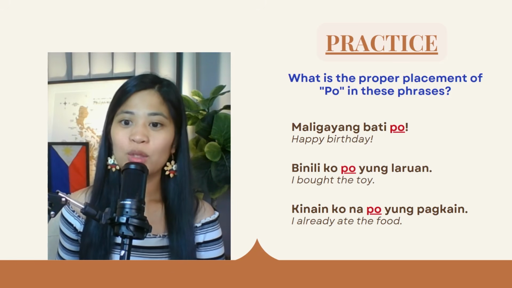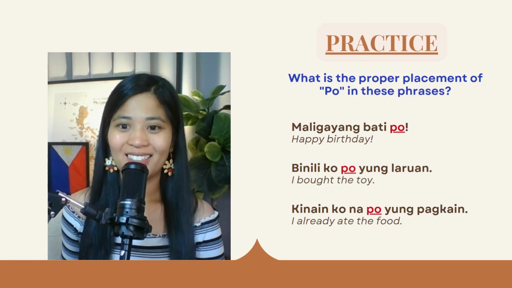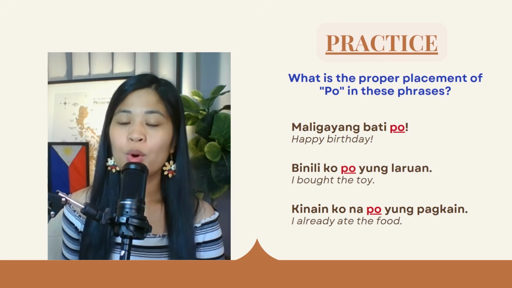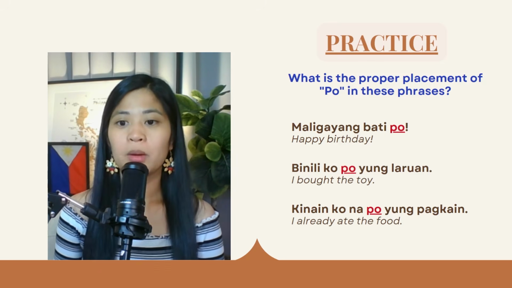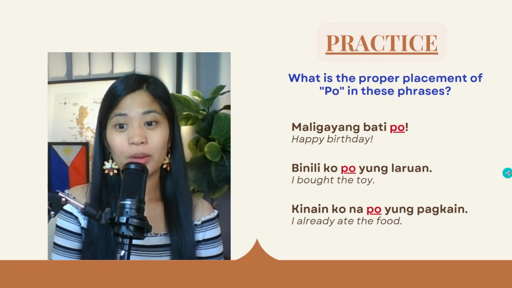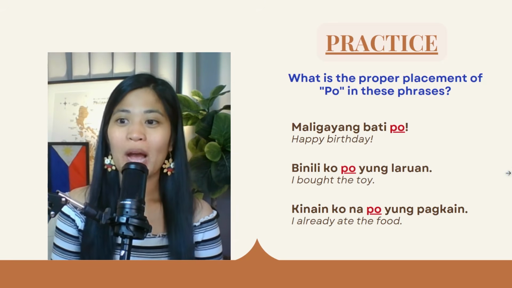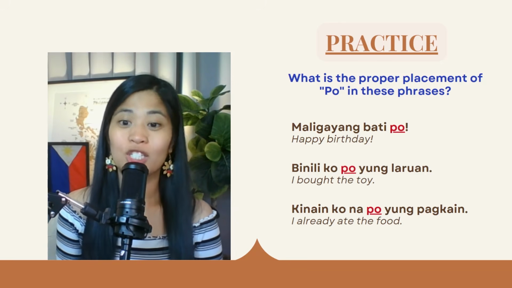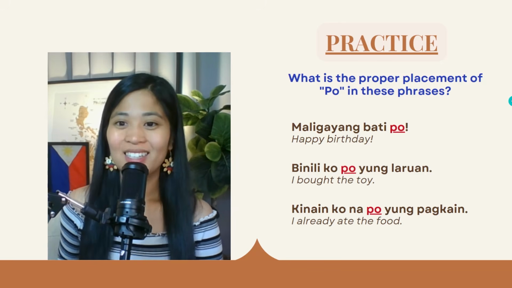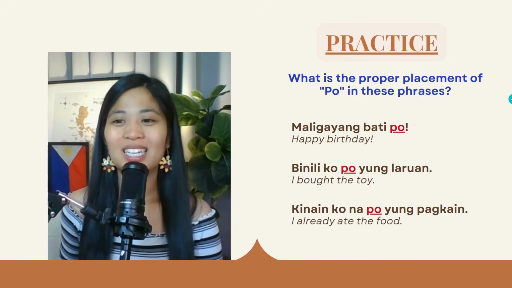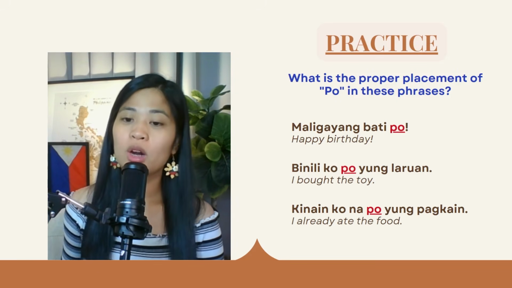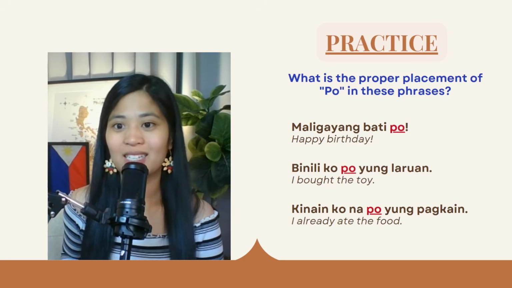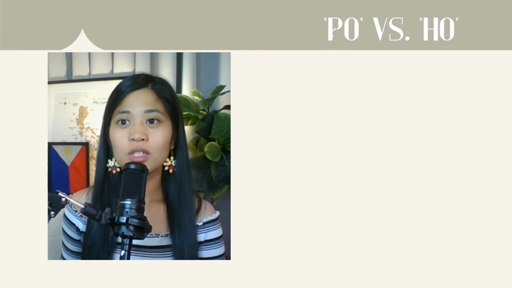Lastly, kinain ko na po yung pagkain. So remember, one of the rules was it goes after the word ko or na if either of them appear in the phrase. What if they both appear in the phrase? It would just go after both of them. So kinain ko na po yung pagkain. Po goes after the word na, which is after the word ko. So did you get it right? I hope you did. It does take some practice, but remember you can always add po to the end of your sentence.